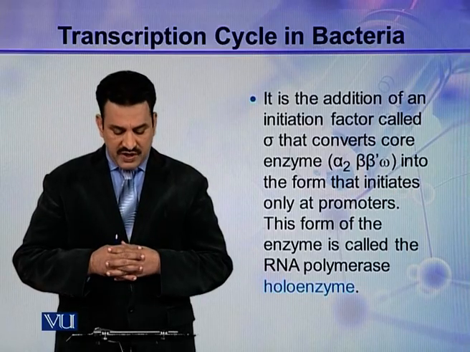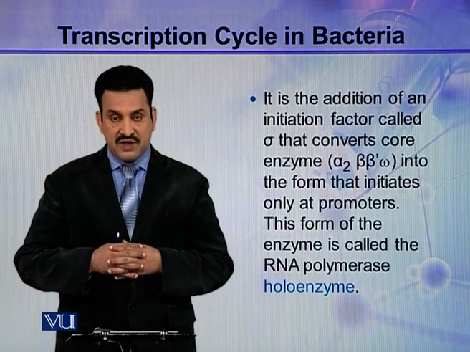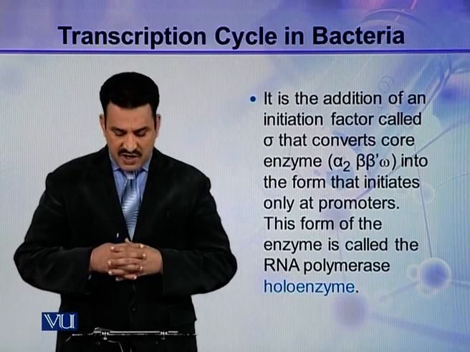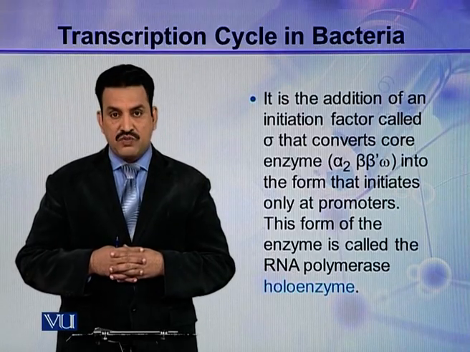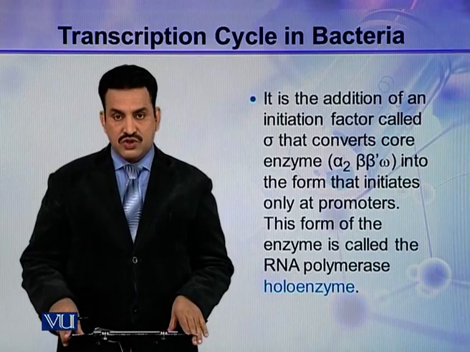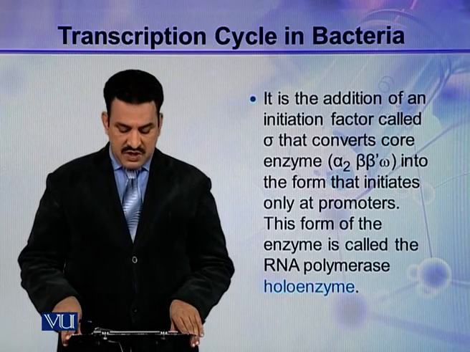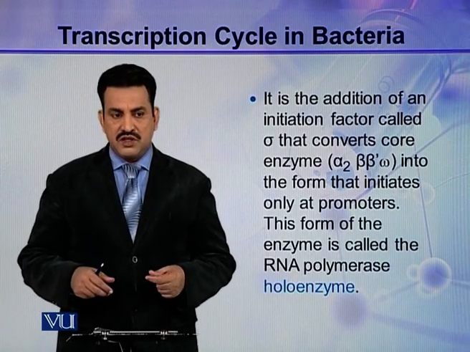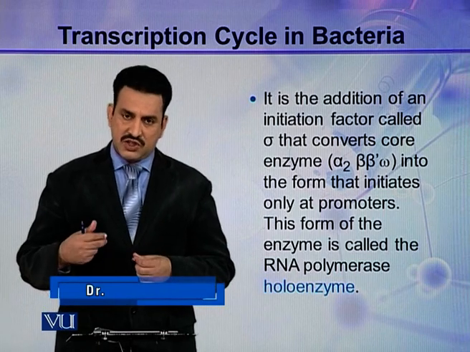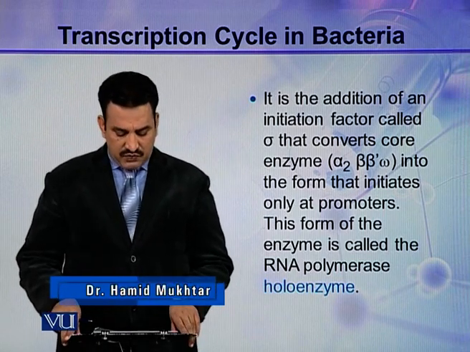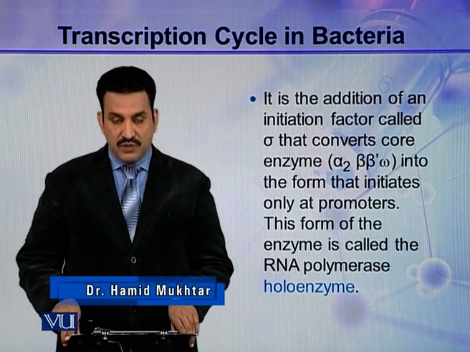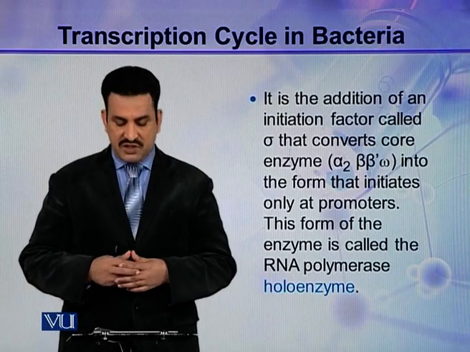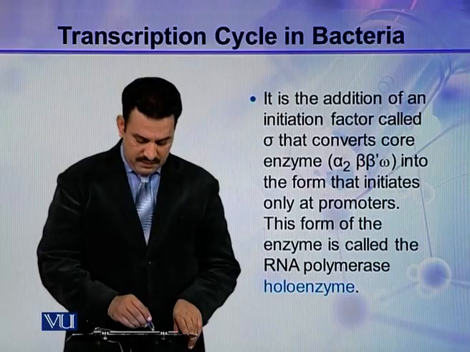It is the addition of an initiation factor called sigma that converts core enzyme, which consists of two alpha subunits, beta, beta prime, and omega, into the form that initiates only at promoters. If this sigma factor is not there, it cannot recognize the site from where the transcription is to be started. This form of the enzyme is called the RNA polymerase holoenzyme. So all the 5 subunits plus this sigma factor is called RNA polymerase holoenzyme.